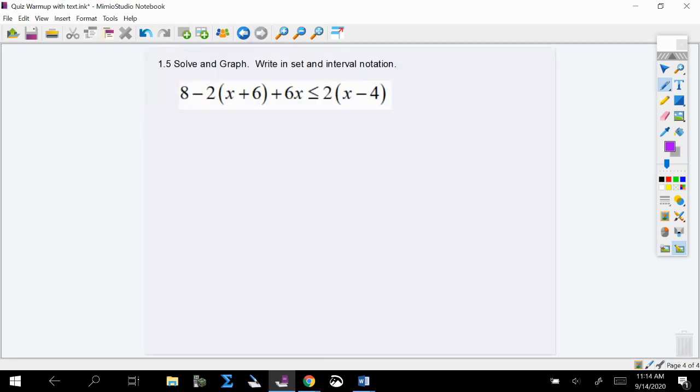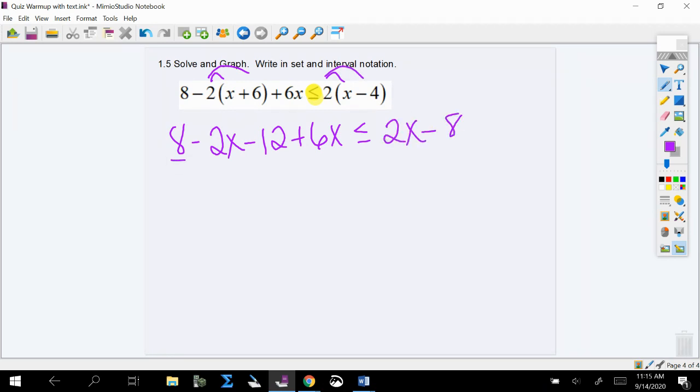And then I have one problem left. This is from section 1.5. This is a single inequality. We can tell it's a single inequality because it only has one inequality symbol. I know there's a lot of stuff going on here, but it is just a single inequality. So first I'm going to distribute the -2. So I have 8 minus 2x minus 12 plus 6x is less than or equal to, I'm going to distribute the 2x minus 8.